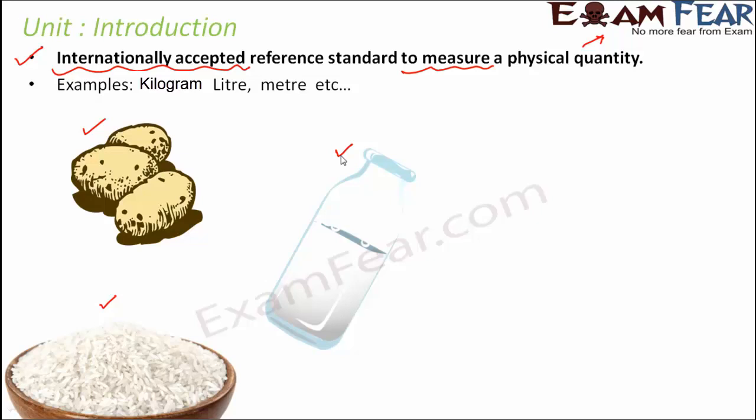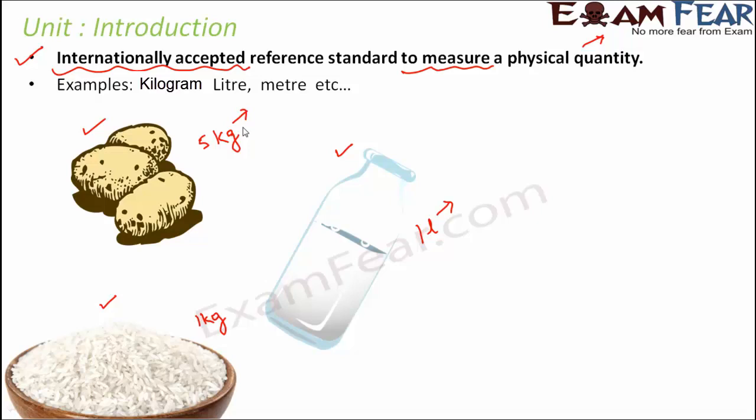So therefore, we denote the quantity of each of these in terms of units. For example, you would say to the shopkeeper, I need 5 kg potatoes. I need 1 kg rice. I need 1 liter milk. So what is this kg? Kg is nothing but kilogram. Liter, kilogram, liters, these are all units which are used to measure specific quantities. For example, liter is used to measure volume. Kilogram is used to measure mass. So that means there exist different units for different physical quantities.